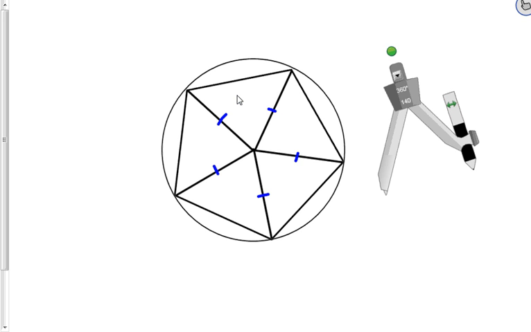And we have 5 congruent isosceles triangles. Now, if we can find the area of one of these triangles, then we can multiply that area by 5, and we will have the area of the entire regular pentagon. So this is the approach that we're going to take to find the formula for the area of any regular polygon.